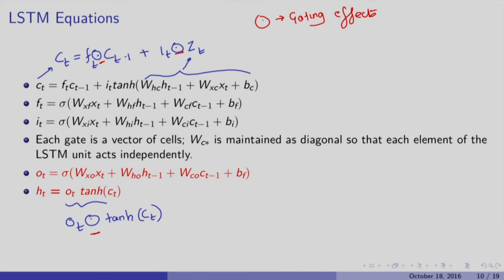Each gate is essentially a vector of cells and the weight matrix is maintained as diagonal, so that each element of the LSTM unit acts independently. The value of the output gate OT is basically a sigmoid function applied to the input at time t, the hidden state at time t minus 1 and the cell state at time t minus 1.